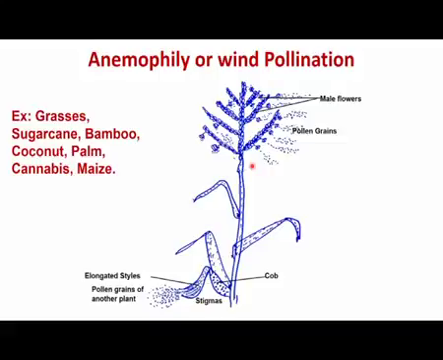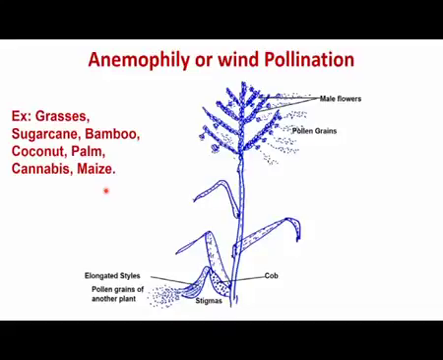Since these plants do not rely on other biotic factors, meaning they do not rely on insects, bats or birds, the corolla or the calyx of these plants are not very attractive, because they do not have to attract pollinators which are biotic in nature. So, the calyx and corolla are very much reduced or almost absent. The anthers, on the other hand, are very versatile and very light, so that as soon as the wind comes, it swings the complete plant, and as a result the pollen grains are released from these plants. As I said, the common examples are grass, sugar cane, bamboo, coconut, cannabis and maize.